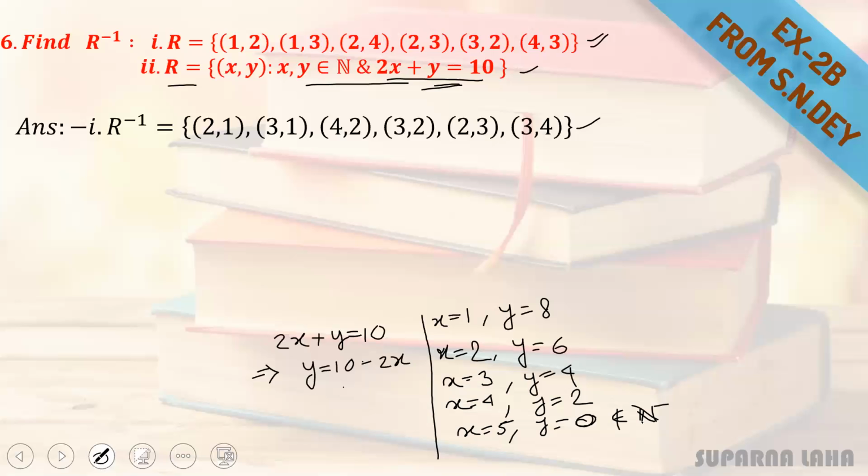You can check after 5 also. You can't find any natural number. A negative number will come. Okay. So the elements are this portion. That is, the elements of R you can write in the form of x comma y: 1 comma 8, then 2 comma 6, then 3 comma 4, and then 4 comma 2.